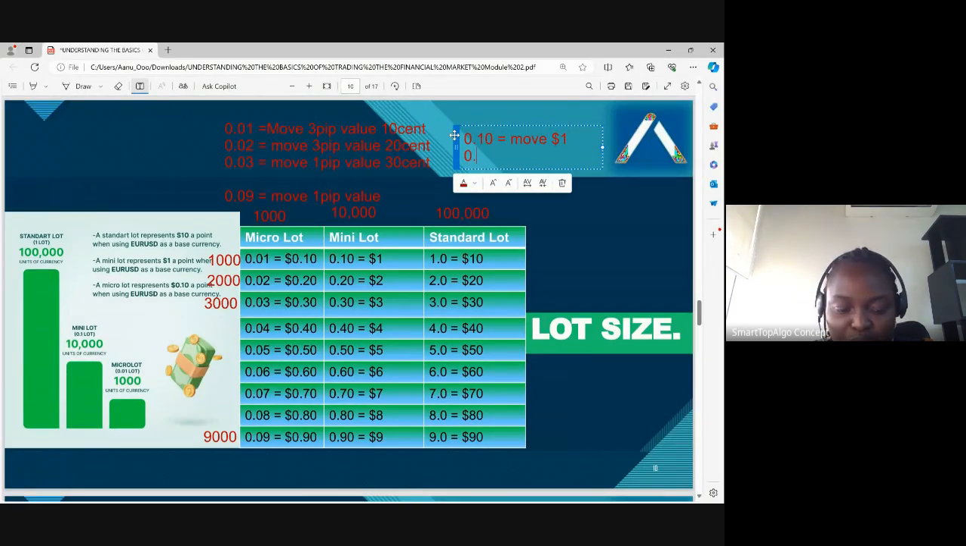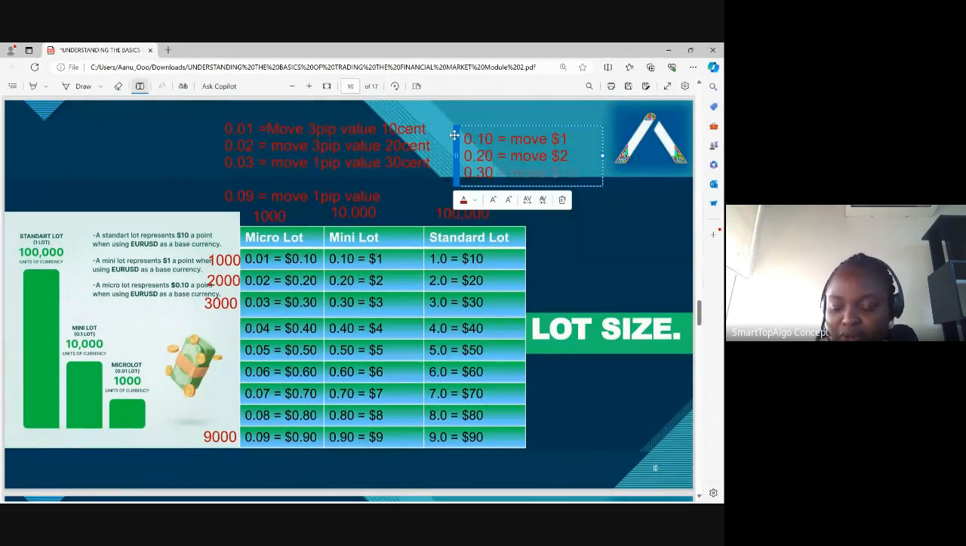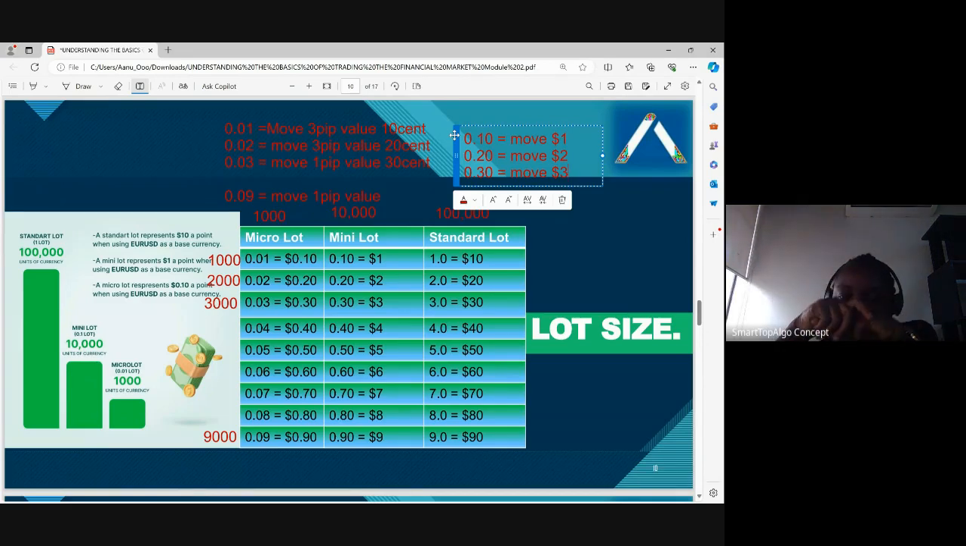If I use 0.20 and price moves my direction, it is $2. So for every 1 pip movement, it is $2 if I'm using a mini lot. If I use 0.30 and price moves my direction, then it is $3. Every pip movement will be measured at $3.